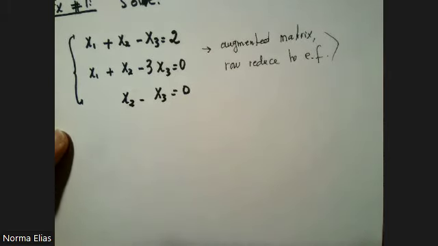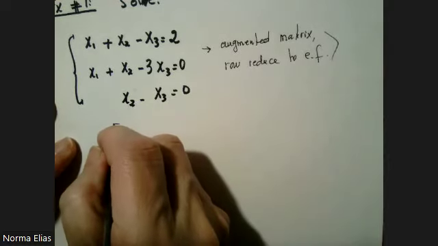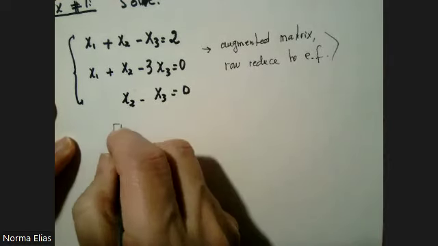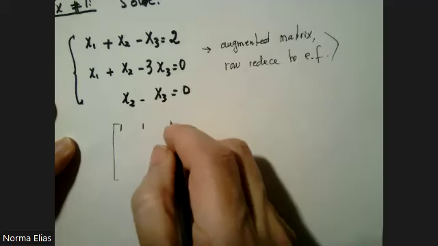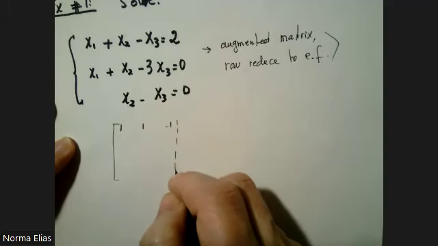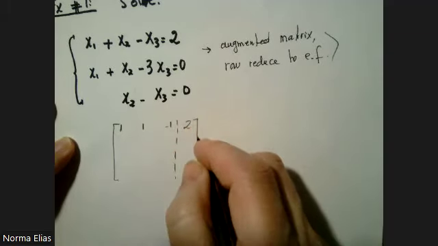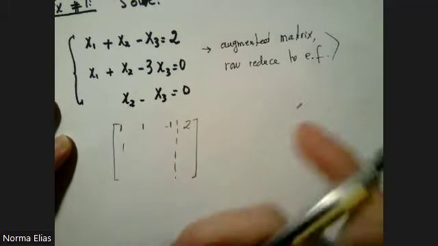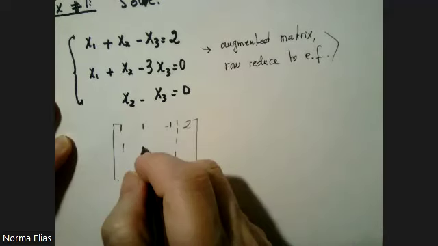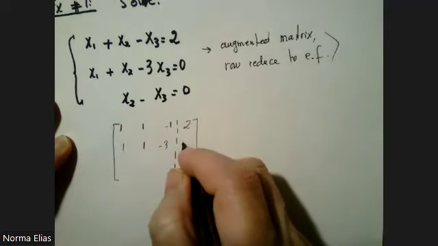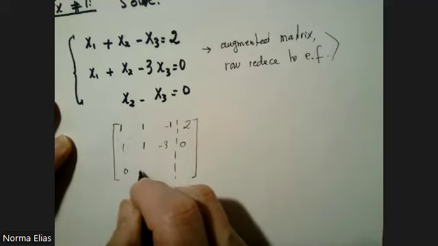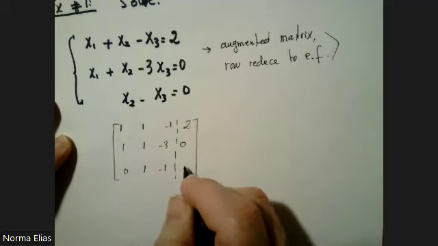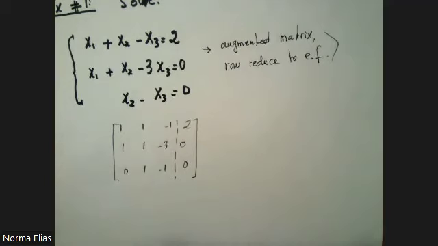So that's exactly what we are going to be doing today. So the augmented matrix is 1, 1, minus 1, 2, and 1, a 1, a minus 3, 0, a 0, a 1, a minus 1, a 0. Okay, so we want to reduce it to echelon form.